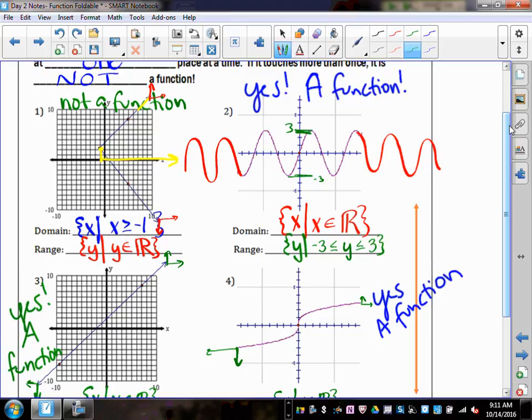Okay. And last, but certainly not least, function notation, your last one. Purple, right? Alright, so function notation. Has anybody dealt with, let me turn it to the page.